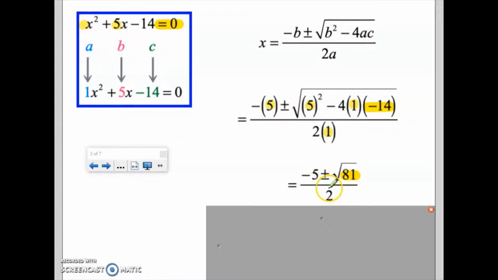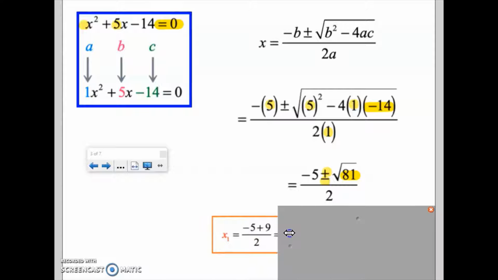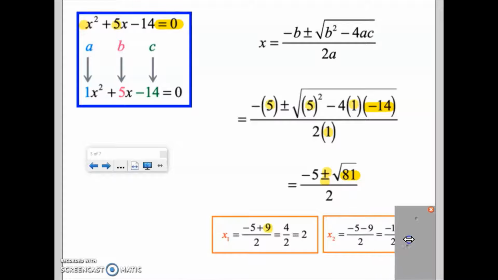So to get our two solutions, we take this calculation with a plus to get one of the solutions. And then separately, we take this calculation with a minus to get the second solution. So once I take that calculation with a plus, remembering that the square root of 81 is of course 9, that gives me my first answer of 2. And then I take the solution with a minus, and that gives me my second solution of minus 7.